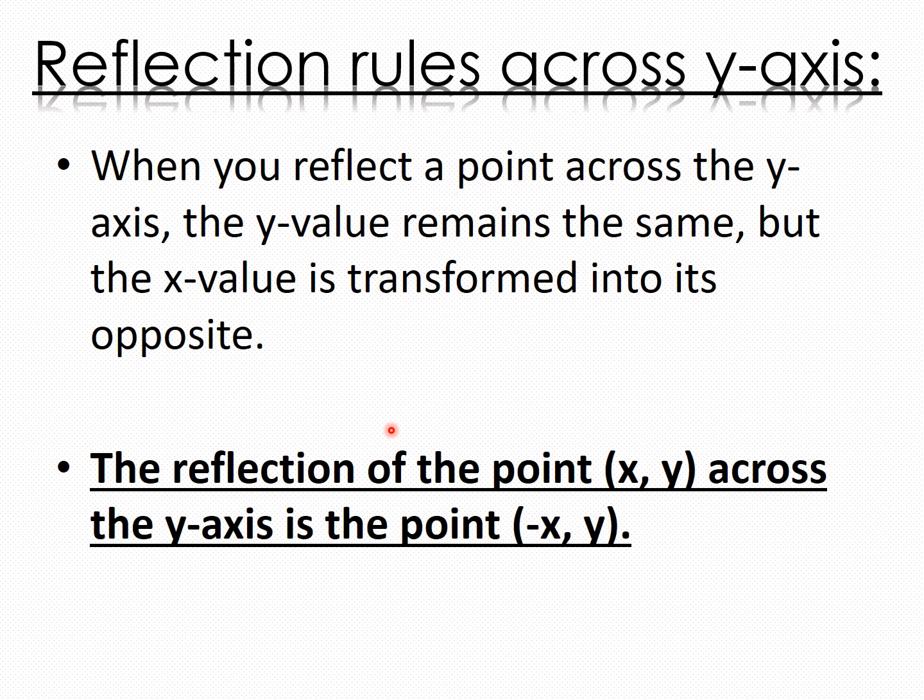When you reflect a point across the y-axis, the y value remains the same, but the x value is transformed to its opposite. So again, we flip it. If the original is positive, it becomes negative. If the original was negative, it becomes positive. So the reflection of the point (x, y) across the y-axis is the point (opposite x, y). This would be a great thing to write down if you're taking notes. This little bullet point right here. Feel free to pause it and put this in your notes. Reflection across the y-axis of (x, y) is going to be (opposite of x, y).